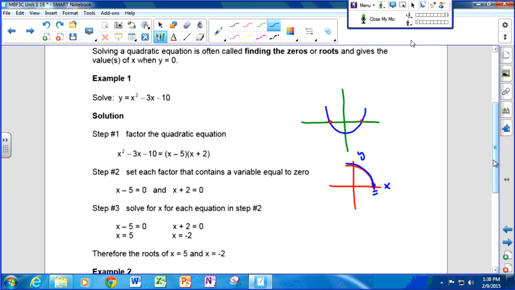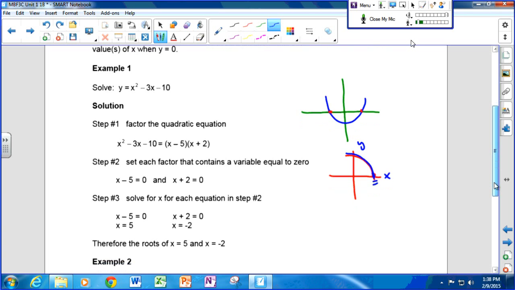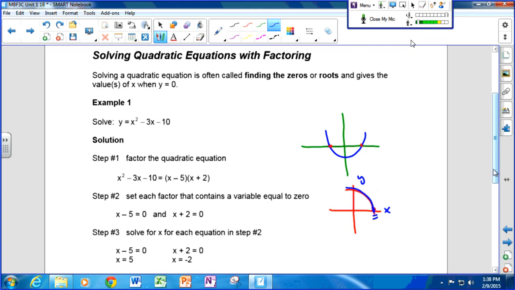So writing the equation in standard form and then factoring it gives us a very easy way to find these 2 points, and there would generally be 2 points. The only exception is when the parabola has a vertex that's at 0, 0, and then there's only 1. And again, I managed to write the parabola with the same color as the axis.